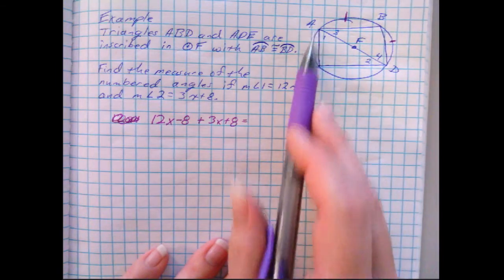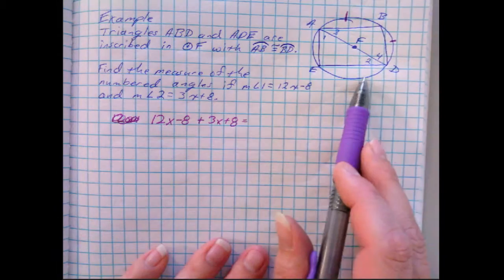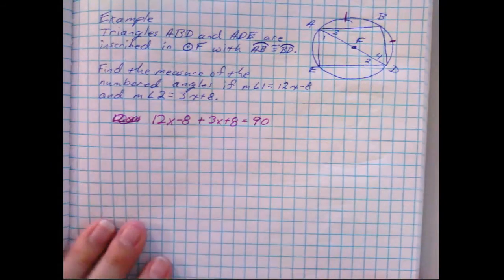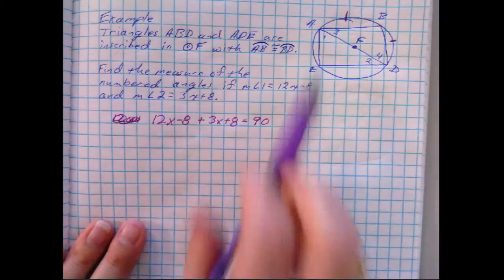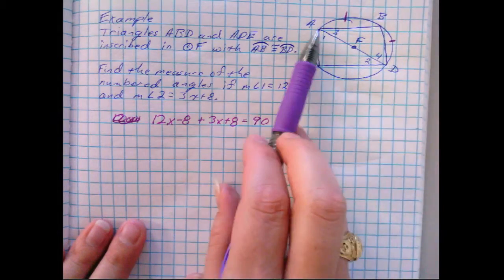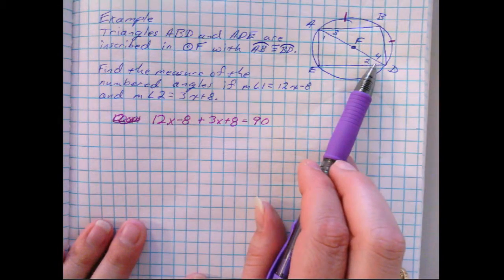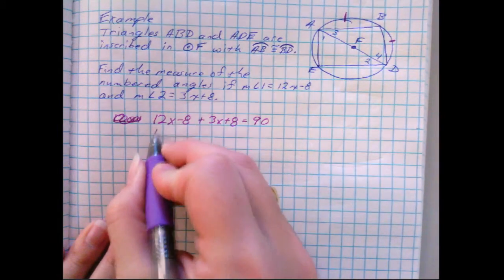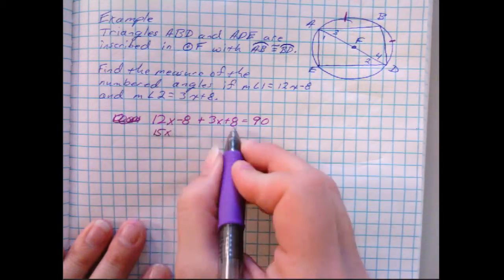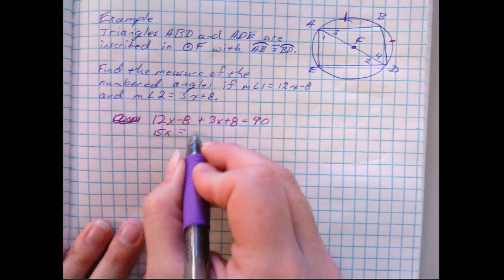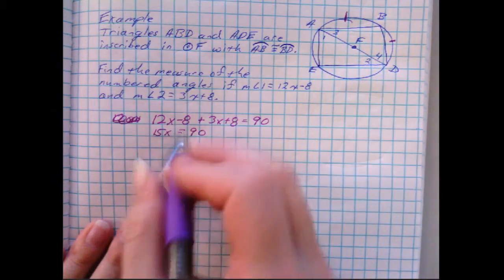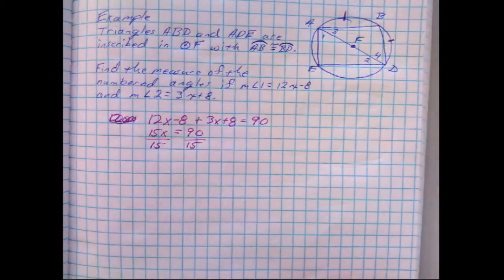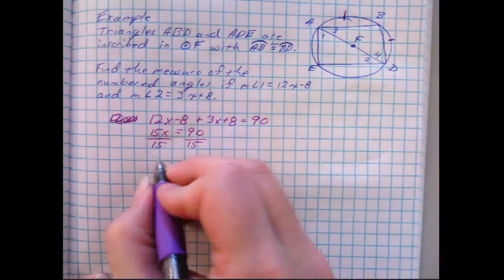Remember, those should add up to an arc of 180, so my angles should add up to 90. Remember, the arc is 180, but my angles are inscribed angles, so they're going to be half of that, which is 90. So 12x and 3x, I have 15x. Negative 8 plus 8, those cancel each other out, so 15x equals 90. Dividing by 15, that would be 6.